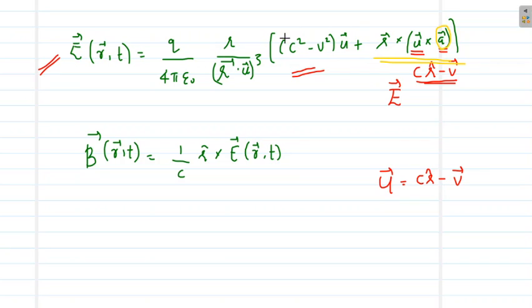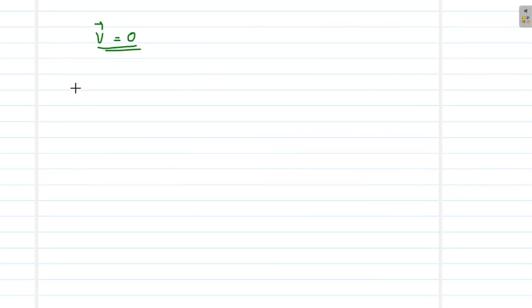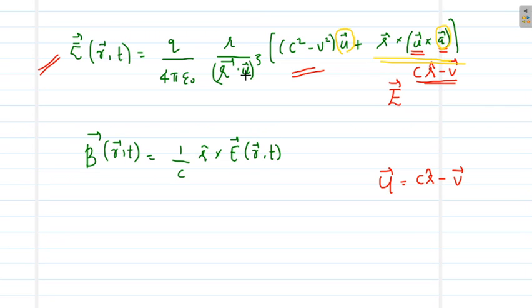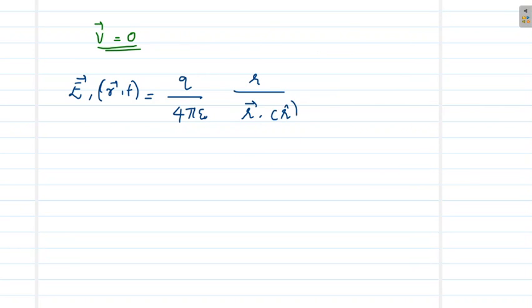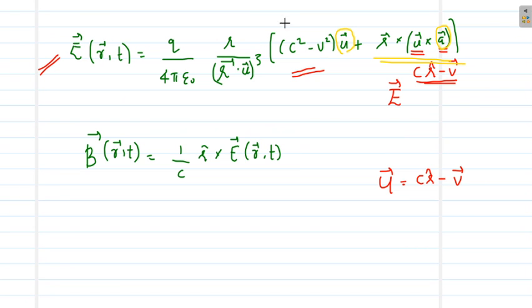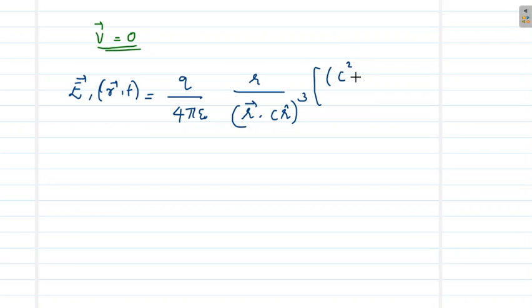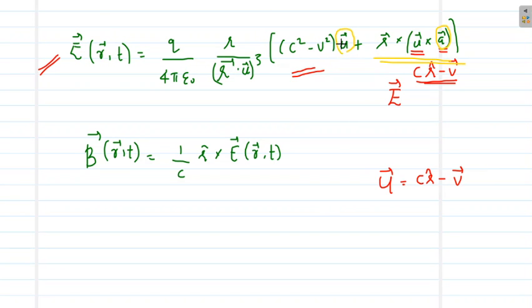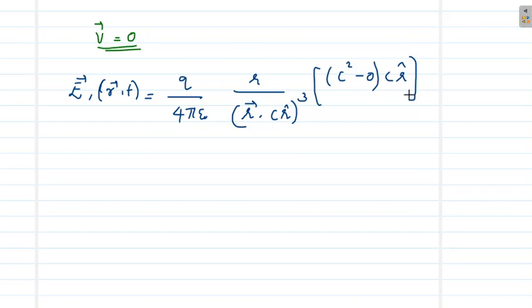Now coming to the first term, here we have U bar, which is C R cap minus V bar. For a stationary charge, it will be simply C R cap. So let us substitute for the case of a stationary charge. The electric field can be found to be equal to Q by 4 pi epsilon 0 R divided by R bar dot U bar, which is C R cap, the whole cube, multiplied by C square minus V square. Again V square is 0, so C square minus 0 into U bar, which is C R cap.